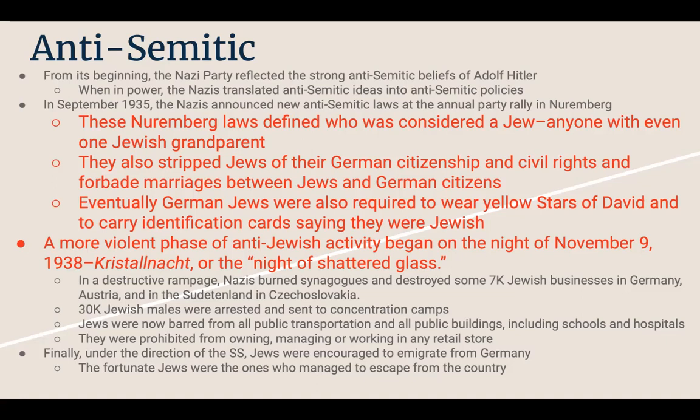Jews were now barred from all public transportation and all public buildings, including schools and hospitals. They were prohibited from owning, managing, or working in any retail store. Finally, under the direction of the SS, Jews were encouraged to emigrate from Germany. The fortunate Jews were the ones who managed to escape from the country.